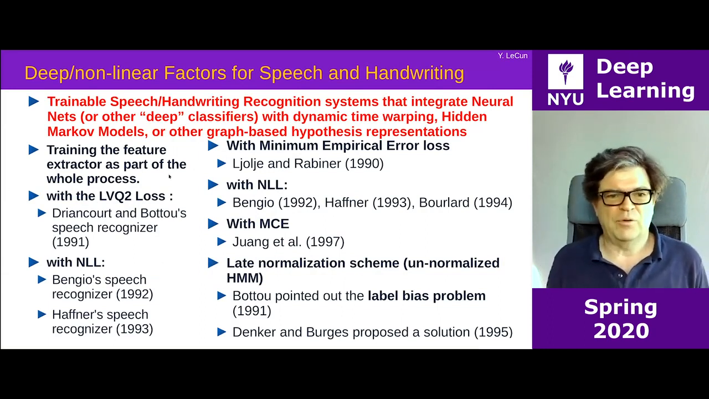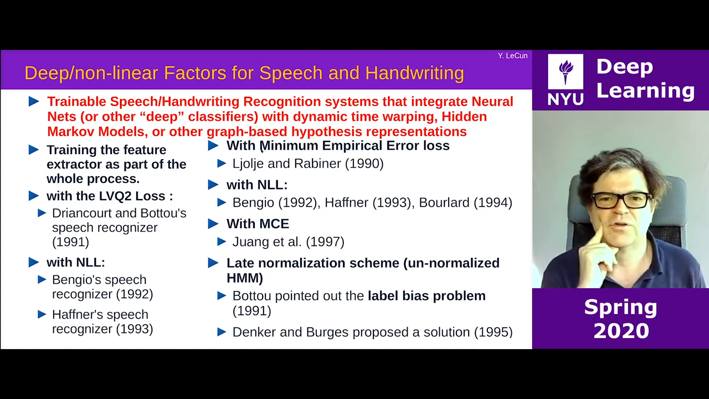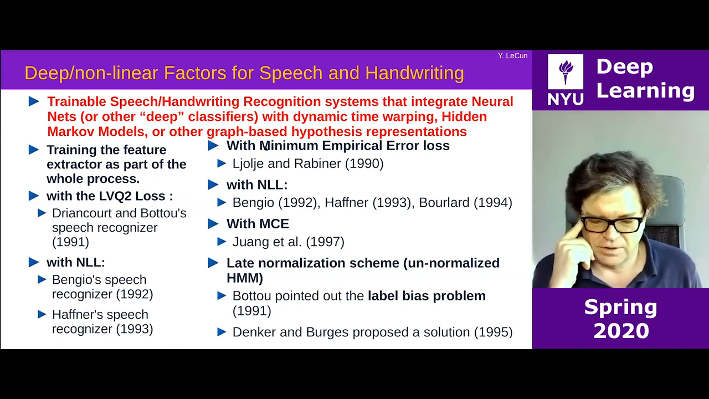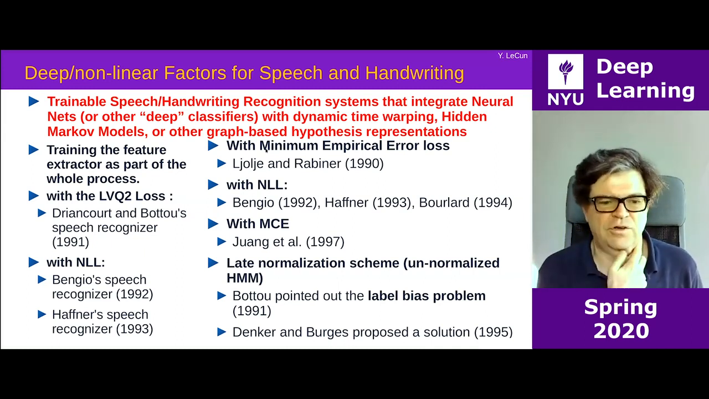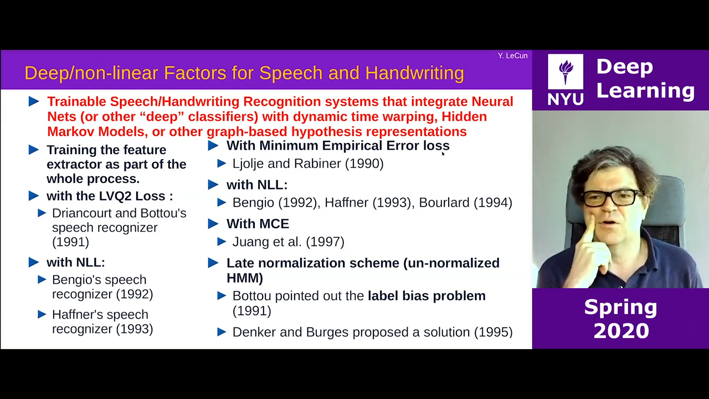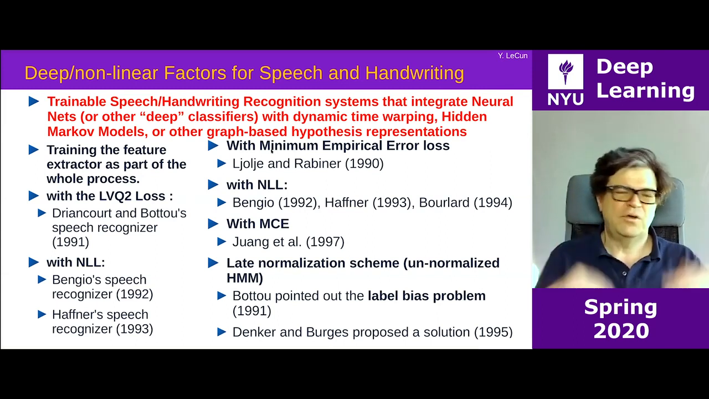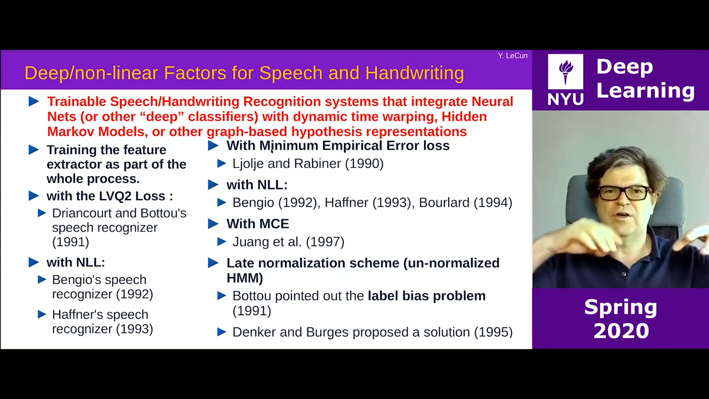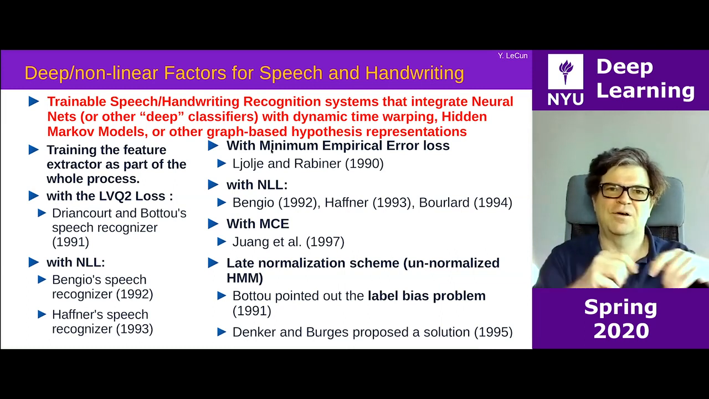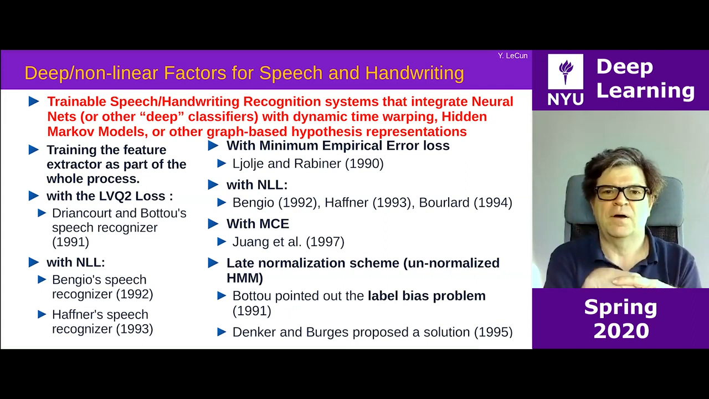So those ideas have been around for a long time. Probably the first people to think about things like this were people who worked on what's called discriminative training for speech recognition. And that goes back to the late 80s, early 90s. So Juang and Rabiner, for example, at AT&T, had something they called minimum empirical error loss. And this is a particular loss for a speech recognition system. They didn't have neural nets. They had some other way of turning speech signals into, basically, sound categories, if you want.